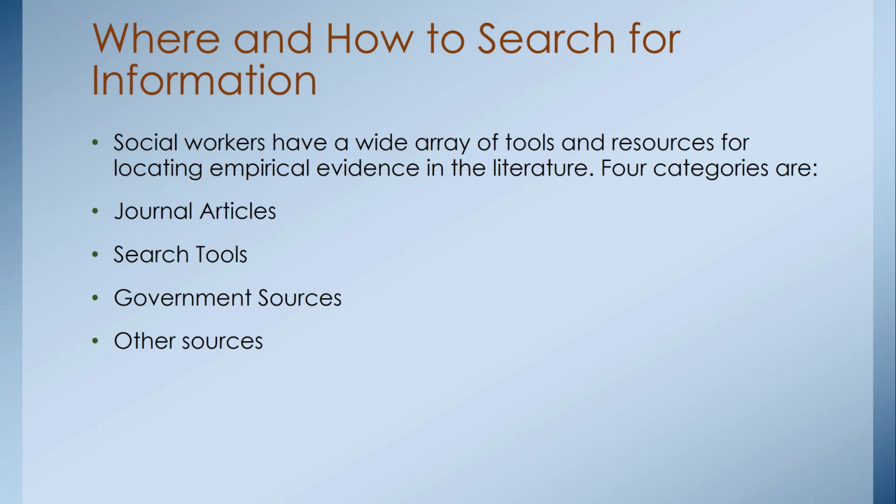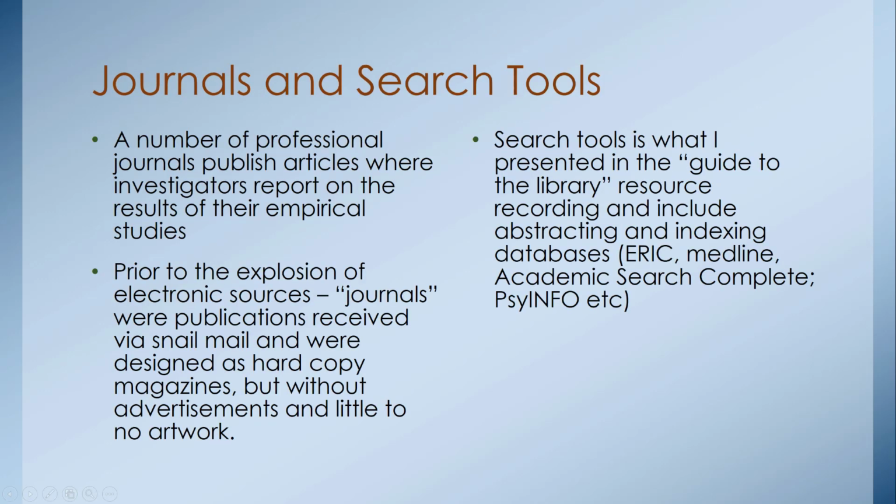So as social workers, we actually have a variety of resources that we can pull from to locate empirical evidence in the literature. And remember last time we talked about empirical evidence, and empirical evidence is the reporting of original research studies. So there's 4 categories that we can pull this information from, and the first one is journal articles, the second one is search tools, the third one is government sources, and then there's some other sources that we can do that with.